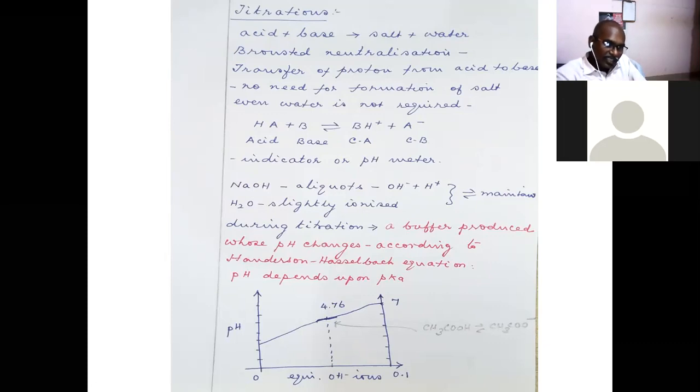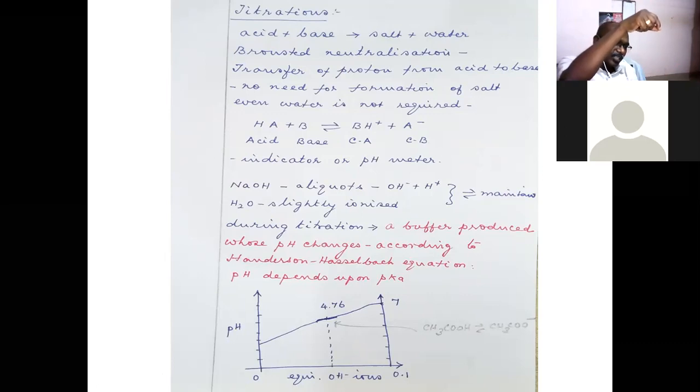In order to maintain the equilibrium, new ionizations are taking place. But during titration, what happens? A buffer is produced. Watch closely. Suppose I am taking acetic acid. Suppose 100 molecules of acetic acid are present in the beaker. I am introducing just 2 drops of sodium hydroxide.